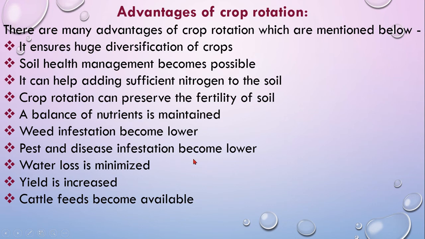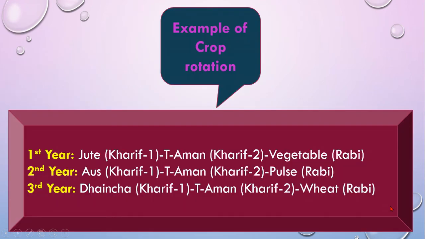Weed infestation becomes lower, pest and disease infestation becomes lower, because we do not cultivate the same crop in the same land every year. Water loss is minimized, yield is increased, and at least cattle feed becomes available. So this is important for your CQ as well.